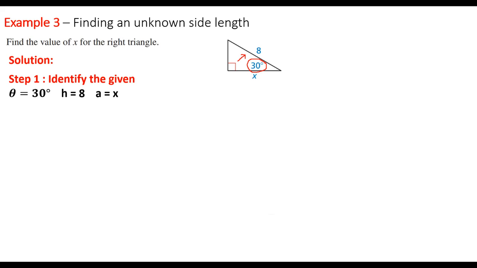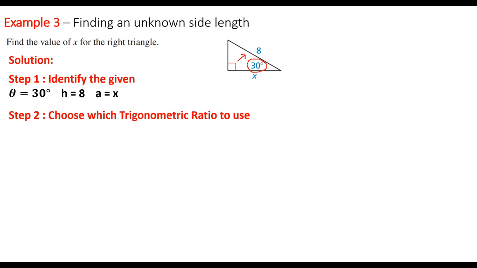Now, how do we identify our opposite and our adjacent? We will use our theta, the given theta, as our reference angle. So since this is our reference angle, the side beside it will be your adjacent, and the side in front of it will be your opposite side. That's how to use your theta as your reference angle.